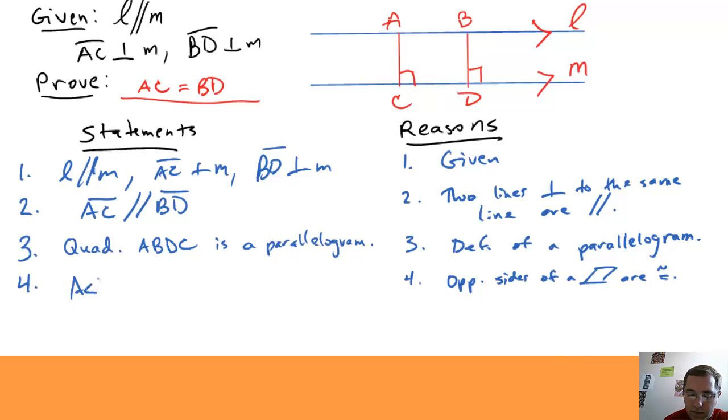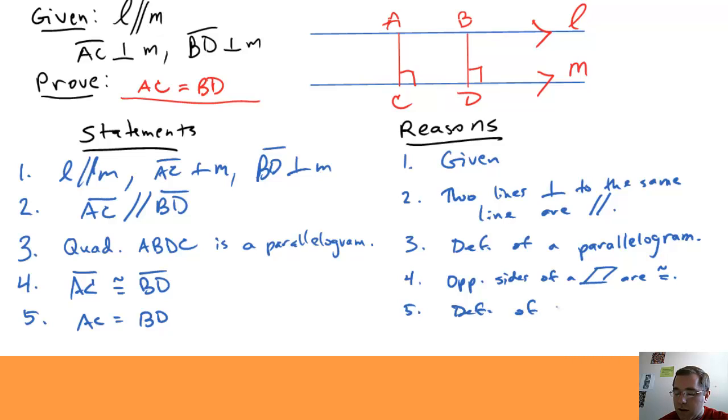So AC is congruent to BD. And of course, the two segments being congruent means their lengths are equal. AC equals BD. And that's just the definition of congruent. If they're congruent, then they're the same size. So we used a parallelogram. We found a parallelogram, this parallelogram, and we used it to prove what we wanted to show.